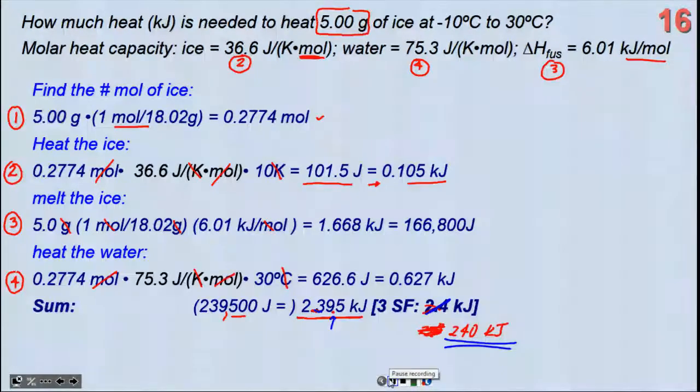That will conclude this section about phase changes and how we do calculations for them using heats of fusion and heats of vaporization and their heat capacities. Good luck as you study these topics.